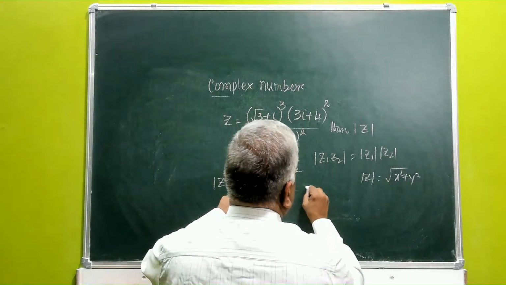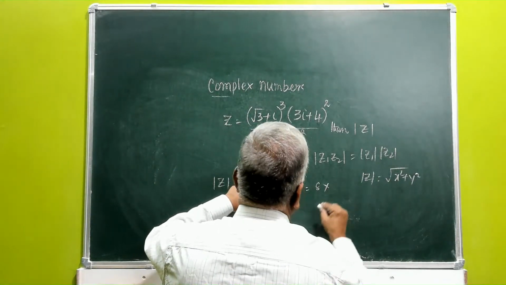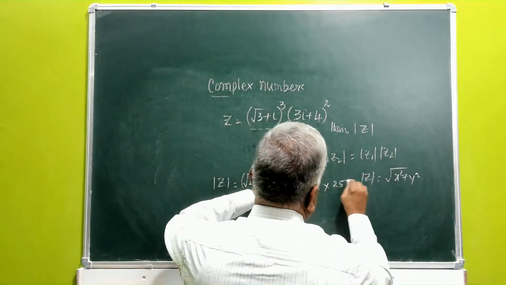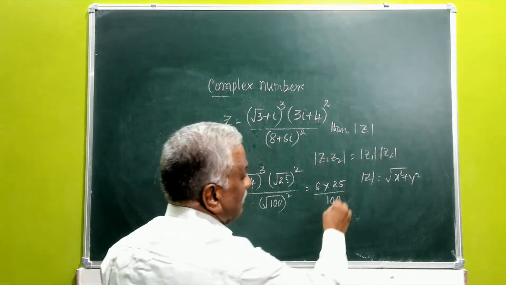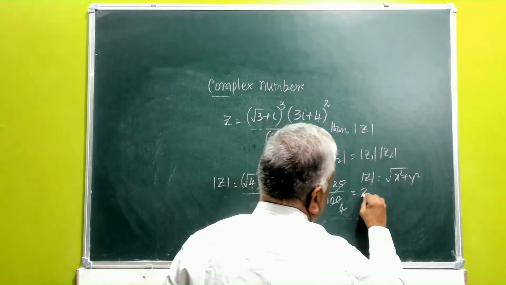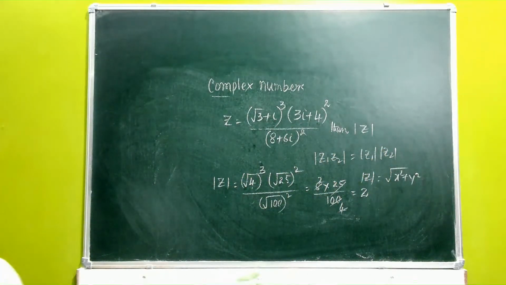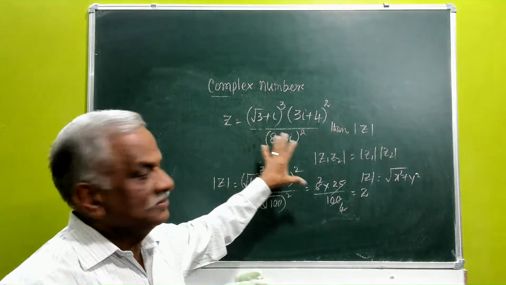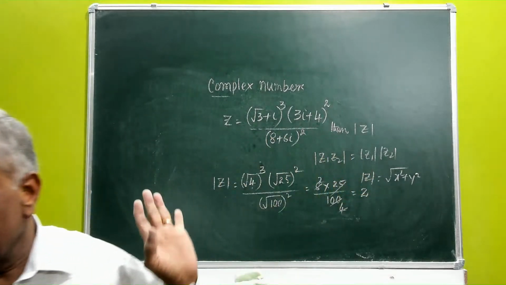So 4 cube is there, square root of 4 is 2, therefore it is 8. Root 25 is 5, therefore this is 25. And root 100 whole square is 100, so 25 for the 100, 4 to the 8, the answer is 2. They would have given 2, 3, 4, 5 like that. It's a very, very simple problem. You need to remember modulus of Z1 into Z2 is equal to modulus of Z1 into modulus of Z2.